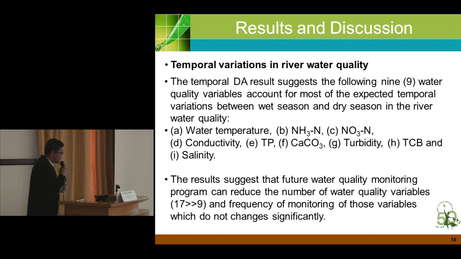So it has some implication for the future water quality monitoring program, because between the seasons only 9 water quality variables vary significantly. So it means that the other water quality variables don't change much from one season to another. So probably the number of water quality variables can be reduced from 17 to 9, or the frequency of monitoring of the water quality variables which do not change significantly can be reduced.